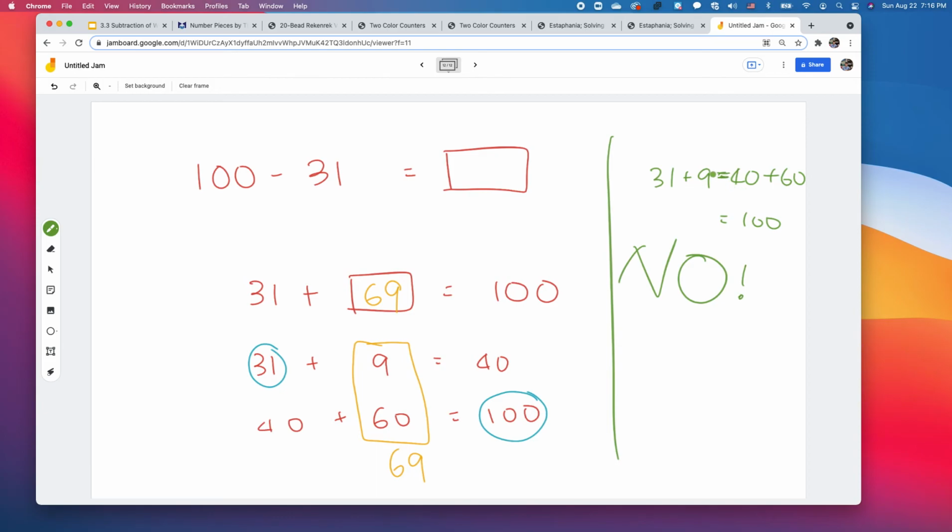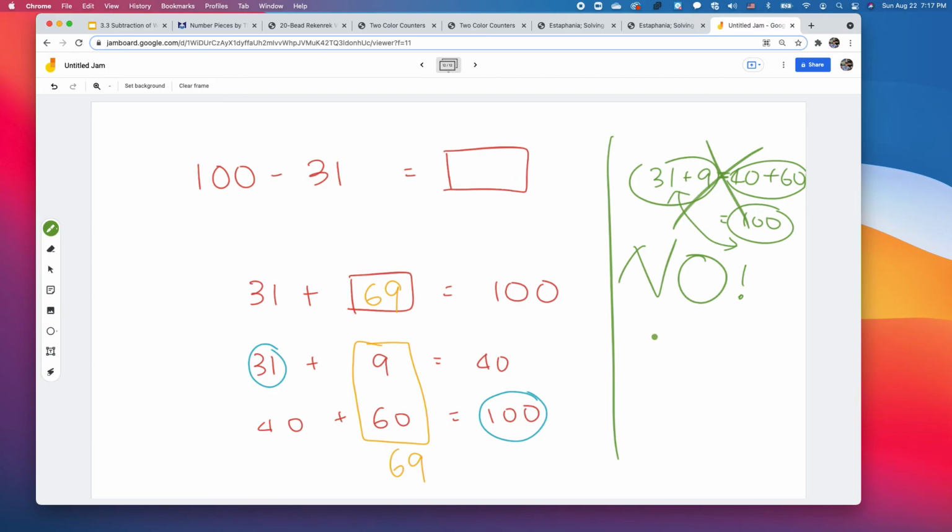Because look, it's equal. Equal means this and that are equal. But look, are these two equal? 31 plus 9 is 100? No, it's 40. 40 and 100 cannot be equal. So you don't use the equal sign like that. This is no, no, no.